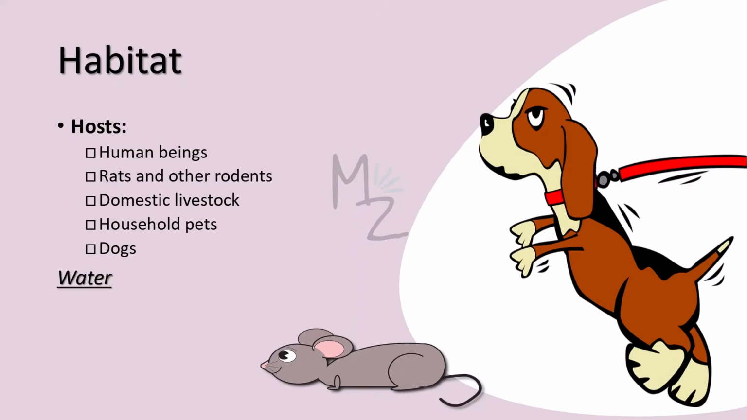Habitat. Hosts. Human beings are the hosts of Leptospira interrogans because it causes leptospirosis. It also has certain animals as its hosts, like rats and other rodents, domestic livestock, household pets, like dogs. It is also found in water, and I've explained why this is so.